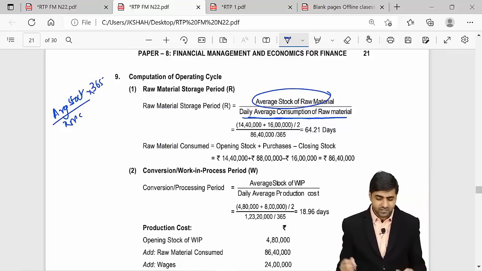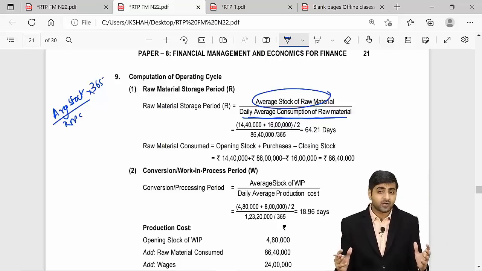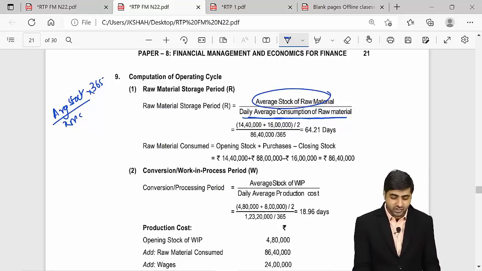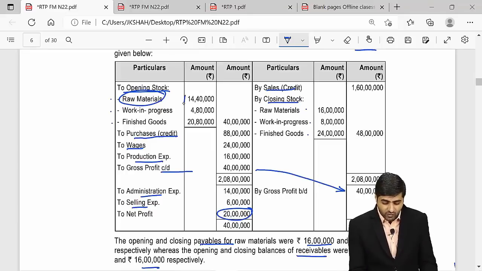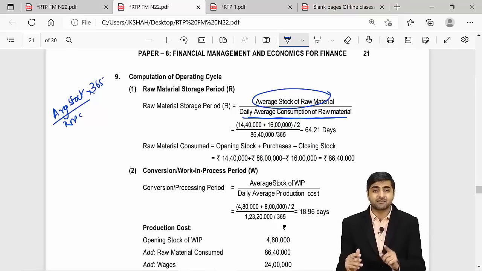Okay. So let us calculate one by one what is your raw material holding period. So for average stock, we need opening stock and closing stock. So we have your opening stock of raw material 14 lakh 40, closing stock is 16 lakhs. So this will give you 14 lakh 40 plus 16 lakhs divided by 2.